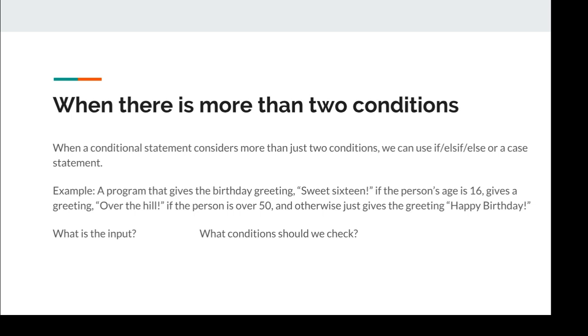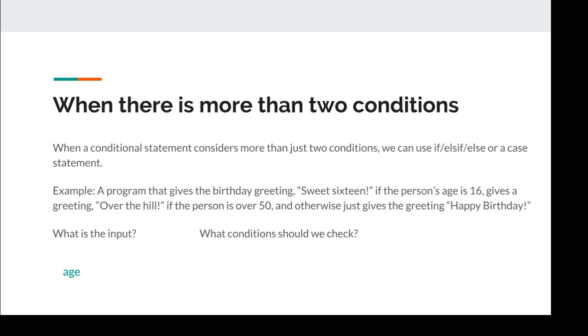So there are 3 different conditions we have to check. If there are more than 2 conditions, we have to use an else if in an if construct. So what is the input in this case that we're going to consider? Age. That's right. The input is age. And what conditions? There are 3 conditions that we're checking, or 2 conditions and an everything else. What are the conditions?